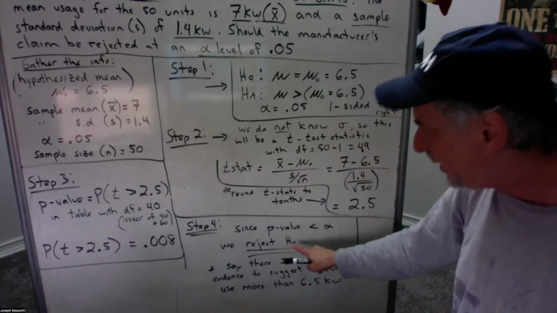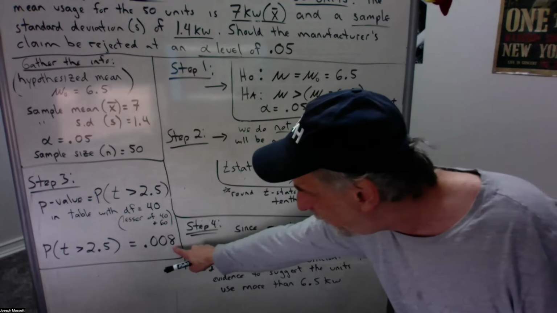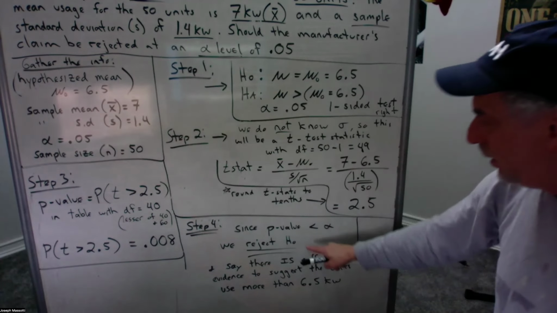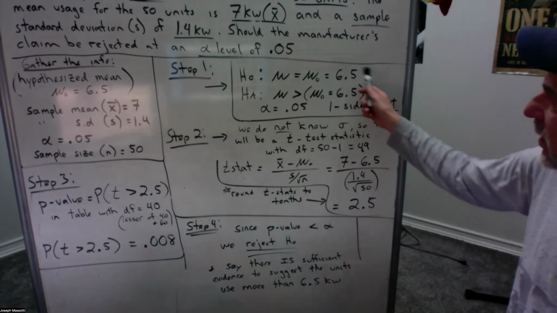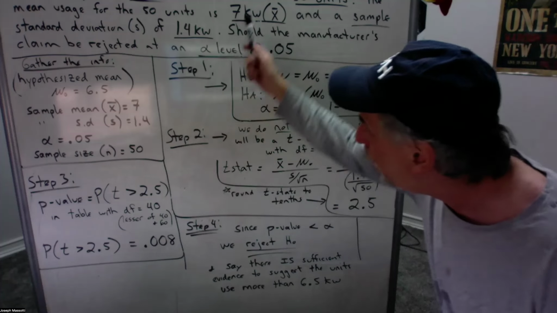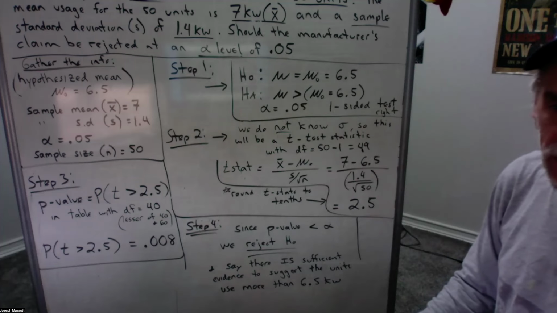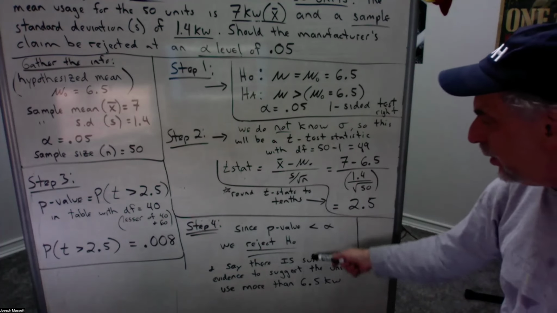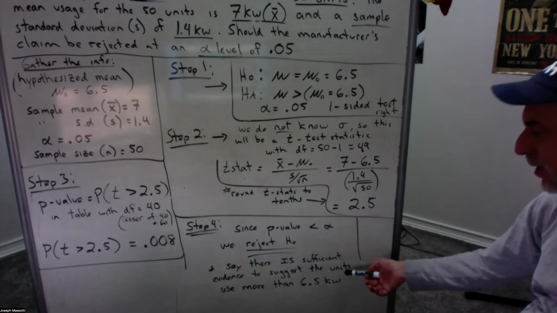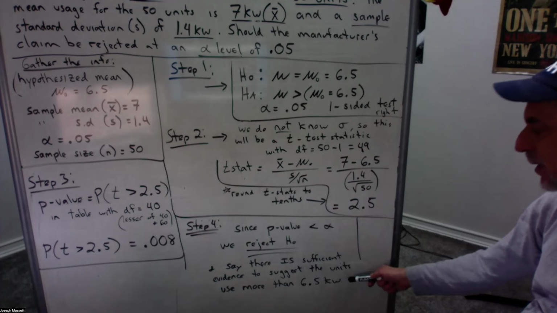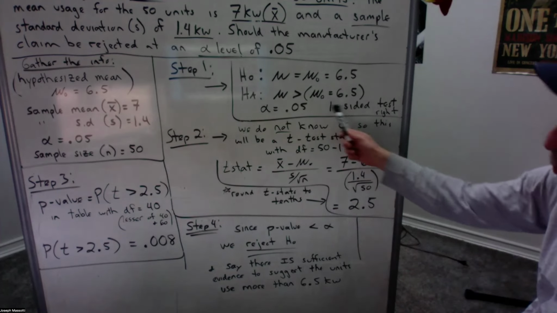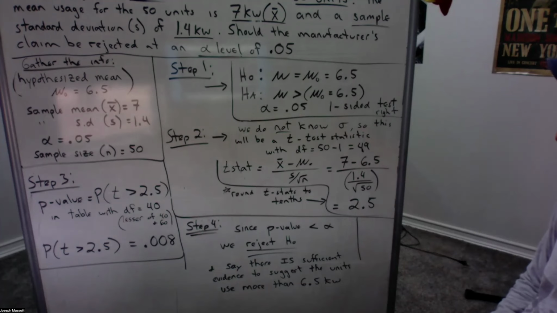So that leads us to believe our p-value is less than our alpha level. So we reject our null hypothesis. We think, well, maybe this isn't true. Maybe it isn't true if what we got only happens 8 out of 1,000 times. So maybe it's not true. So we reject the null and we say there is sufficient evidence to suggest that the AC units use more than 6.5 kilowatts, which was our alternative hypothesis.